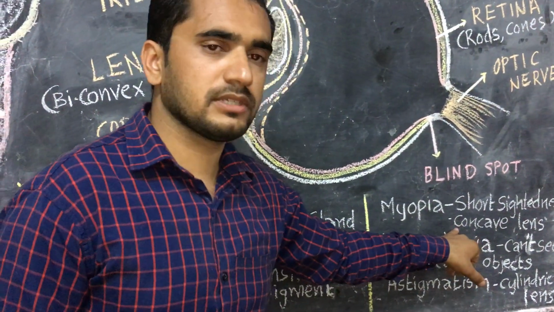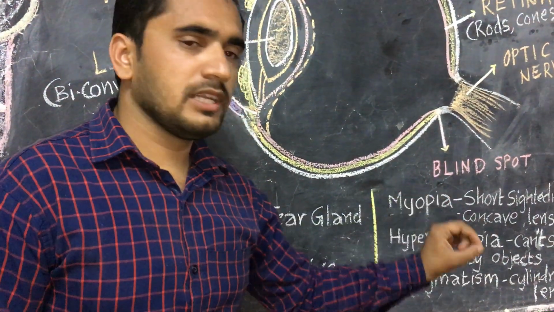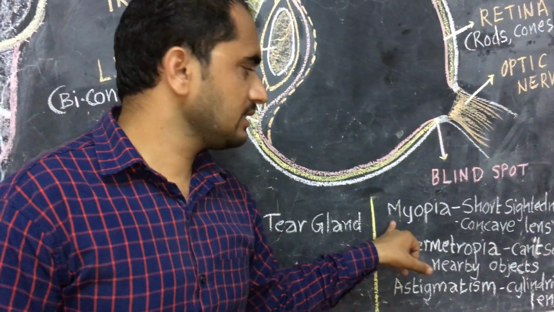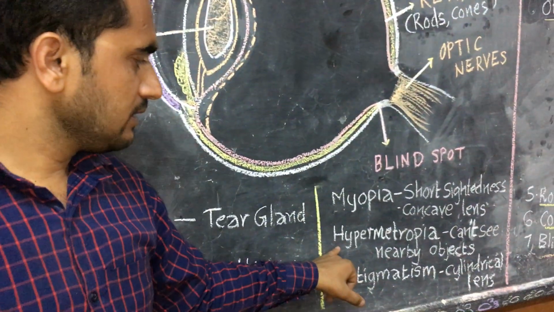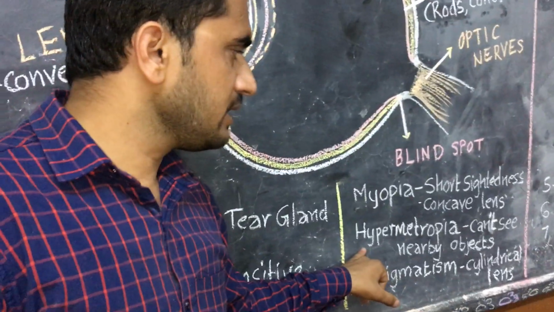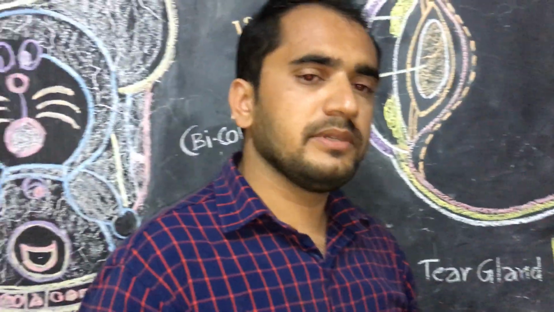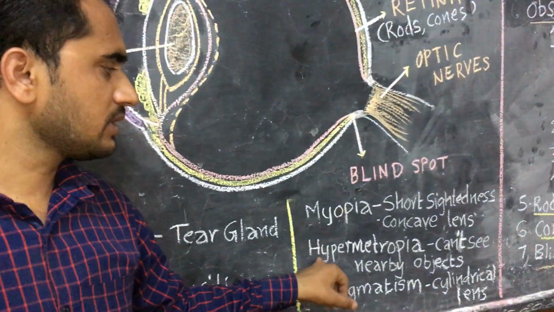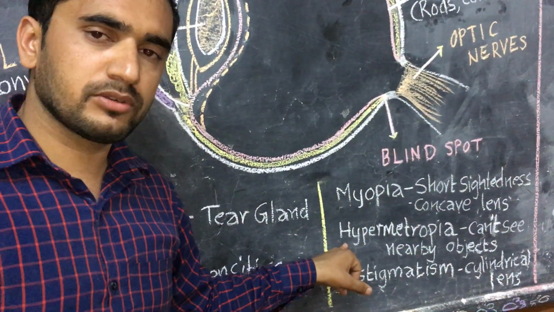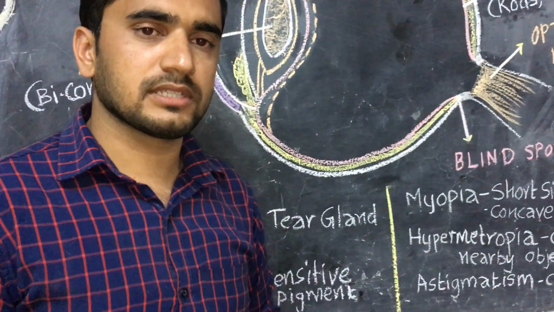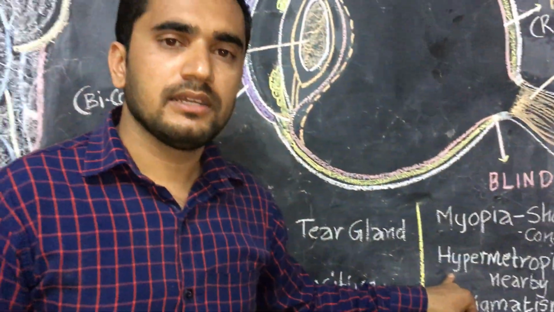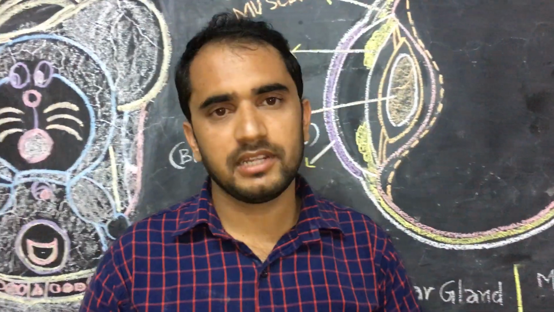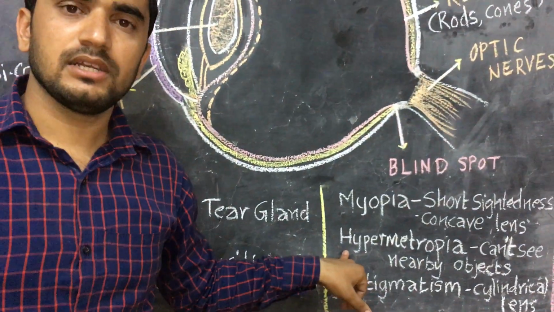A very important question, it is asked in many exams. Name the lens which is responsible for the correction of myopia. Myopia is corrected by concave lens. The next is hypermetropia. Hypermetropia is also called long-sightedness. Long-sightedness means you can see the far objects but you can't see the nearby objects. Hypermetropia can be corrected by convex lens. Myopia can be corrected by concave lens and hypermetropia can be corrected by convex lens.